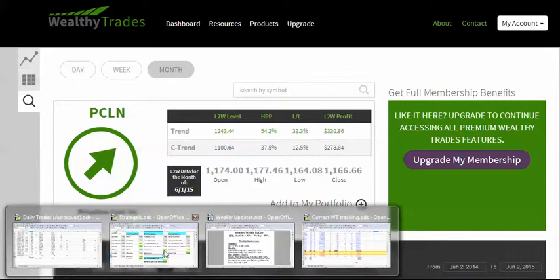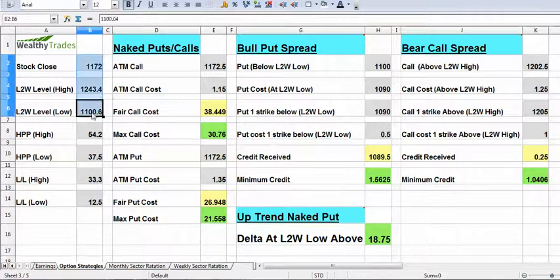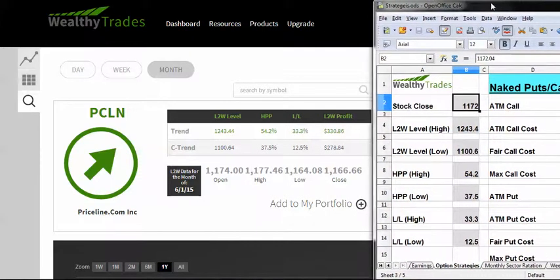But I'm going to take all that information and put it into the Wealthy Trades spreadsheet. So this is the spreadsheet, and I'm going to click on the option strategy. I'm going to look at this column here. This is the information I need to fill out right here in the gray, to find out what the proper price for the current puts and calls are. And being that it's very early in the month, these stats still remain.